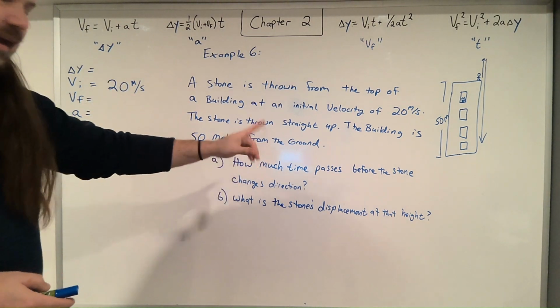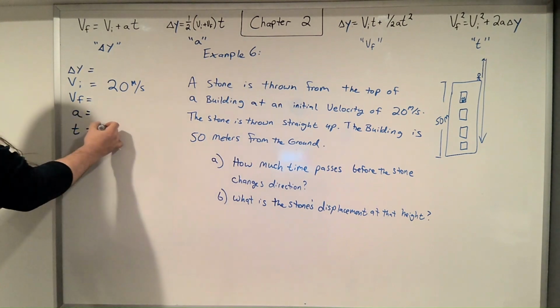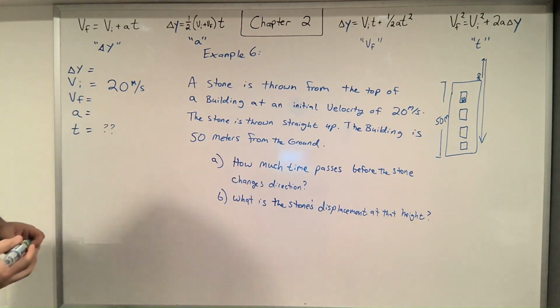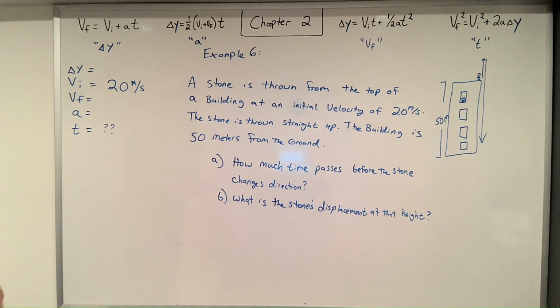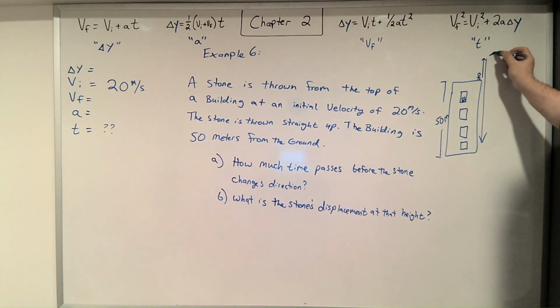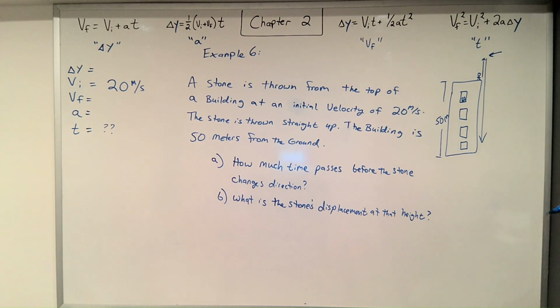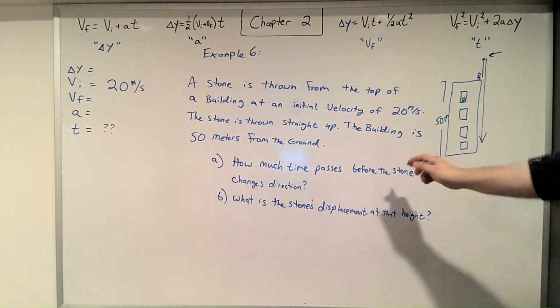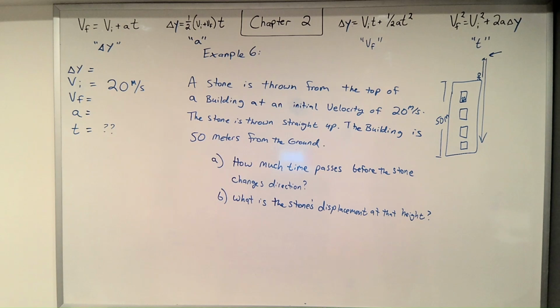How much time passes? That's what we're looking for. How much time passes before the stone changes direction? So what does it mean when it changes direction? I throw the stone straight up into the air. The stone then changes direction right here. There's a change in direction. How much time has passed when the stone changes direction? That doesn't give me any numbers. How am I going to solve this one, right?